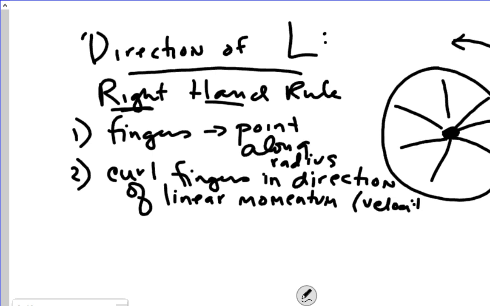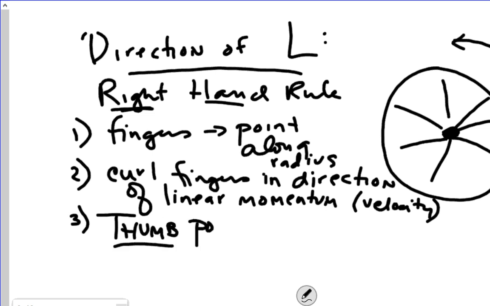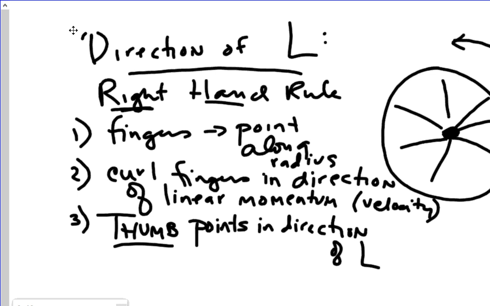Not that they're the same thing, but let's face it, what's linear momentum? It's mass times velocity. The mass isn't in a direction, so it's got to be in the direction of the velocity, right? And then here's the key. How do you know what direction? Because now you're doing this crazy contortion. Your thumb is actually pointing in the direction of the angular momentum.